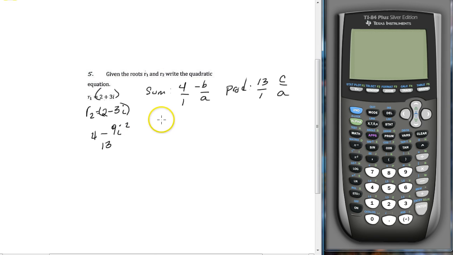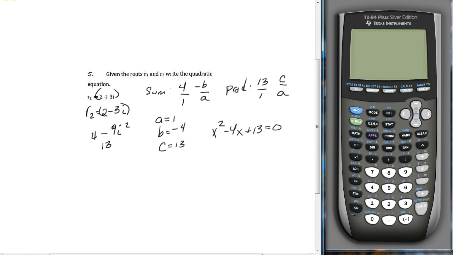So from this, I have a is 1, b is the opposite, so it's negative 4, and c is 13. Ready to write the equation: x squared minus 4x plus 13 equals 0. And that's the equation.